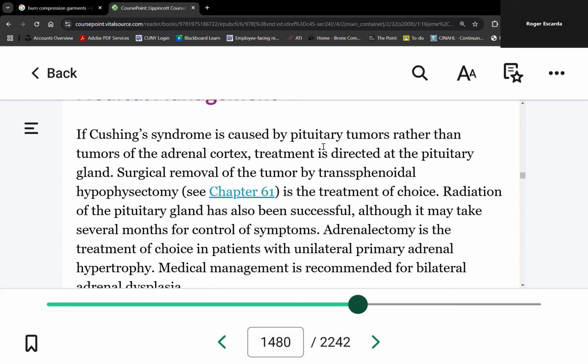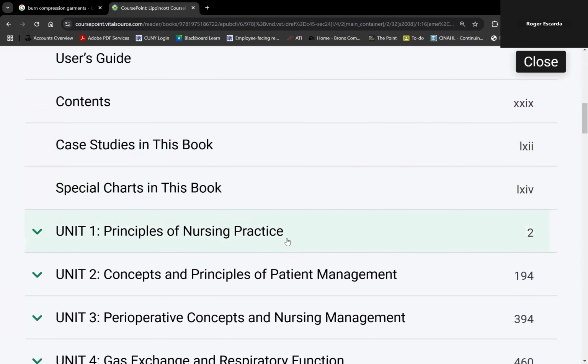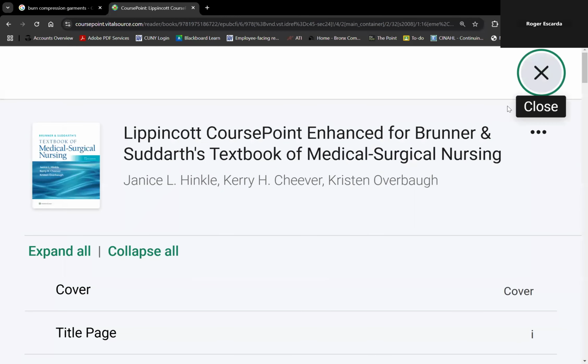With Cushing's disease, what is the treatment? Because it's caused by a tumor, it's surgical removal of the pituitary tumor or surgical removal of the adrenal gland. We already discussed adrenalectomy earlier. Now let's discuss hypophysectomy. That's the surgical removal of the pituitary gland.